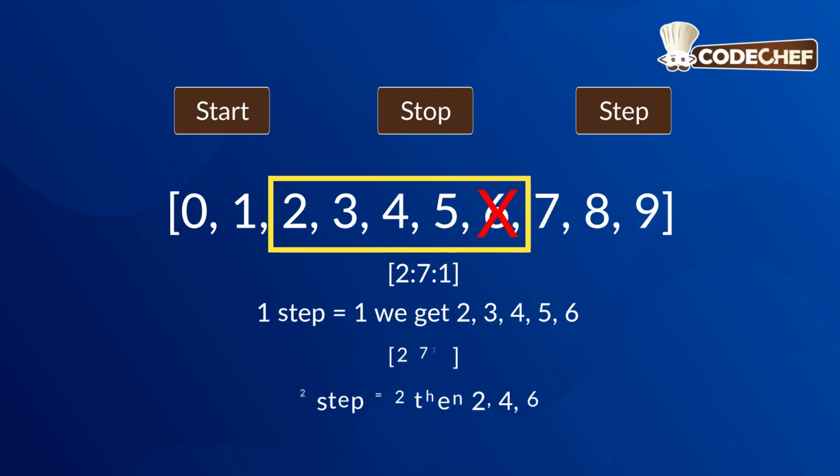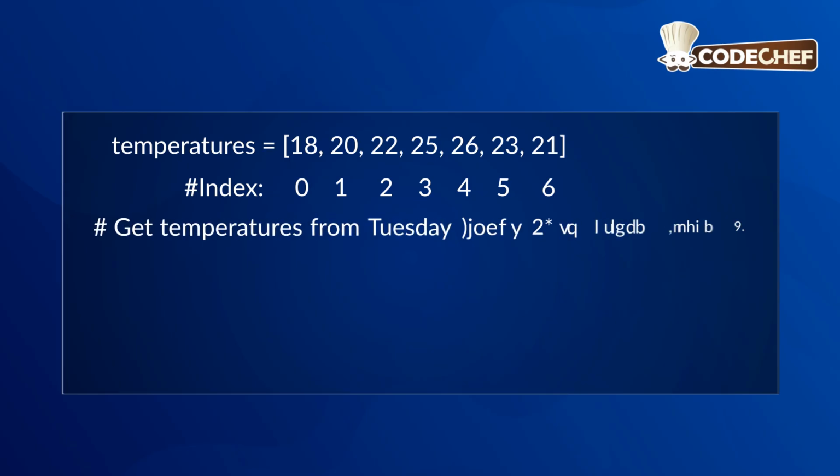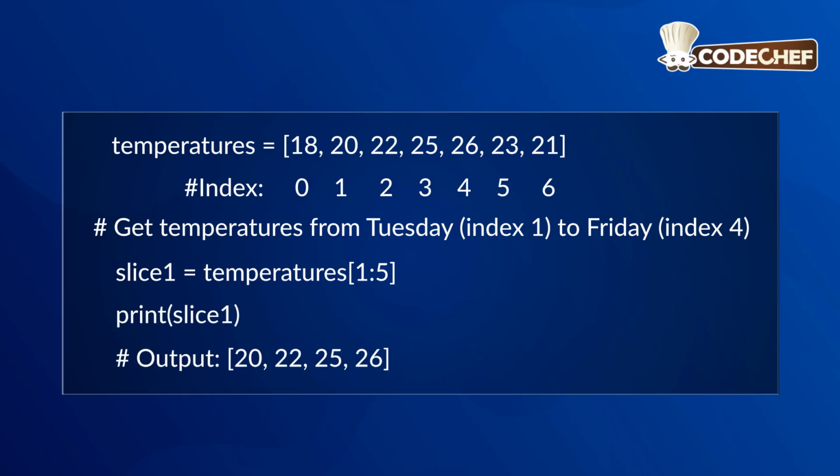Step is optional, and it tells Python how many items to jump or skip. If you leave any of these blank, Python uses a default. For example, leaving start blank means you want to start from the very beginning of the list. Let's look at some examples with a list of temperatures for a week. To get the temperatures from Tuesday through Friday, we'll slice from index 1 to 5. Remember, the stop index is exclusive, so we use 5 to get up to index 4.